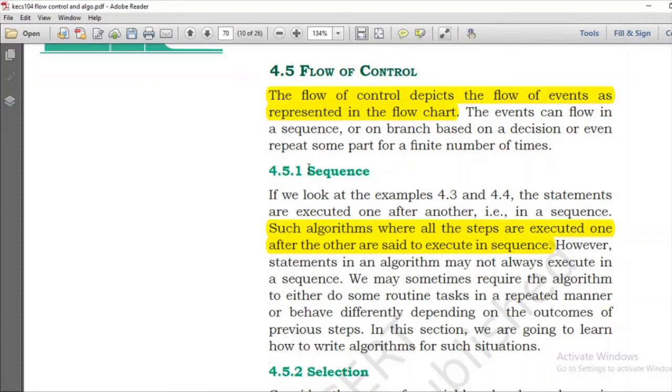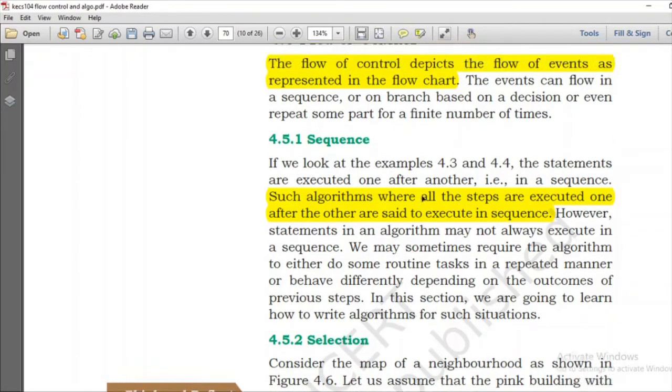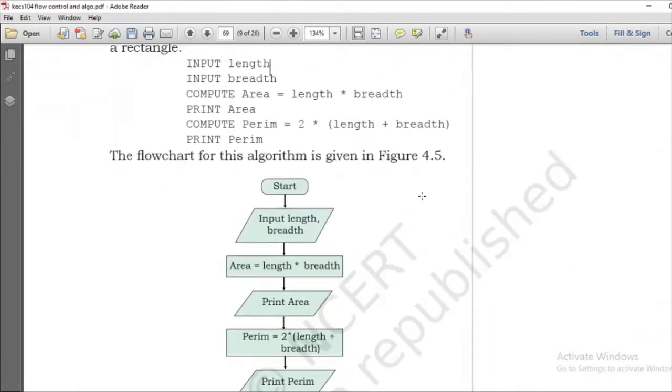two concepts, that is, the events can flow in a sequence or in a branch manner. Sequence can be one after another, or in branch, that if this is not the case then this is the case, or you can jump to some other step. So first is sequence. In sequence, all the steps of the algorithm are executed one after another, as you can see in this flow chart, right?